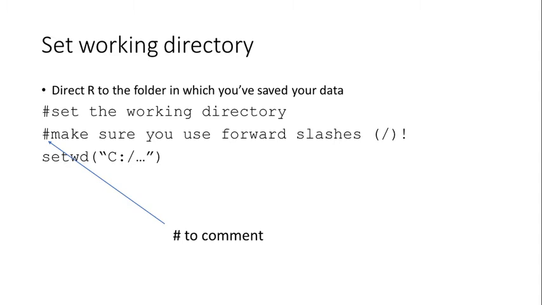Again, you know all this, but you can use hashtag to comment in R. For people who haven't used R, does that make sense? So when you're writing an R script, if you put a hashtag at the beginning, R ignores that. It sees it as a comment rather than a direction.